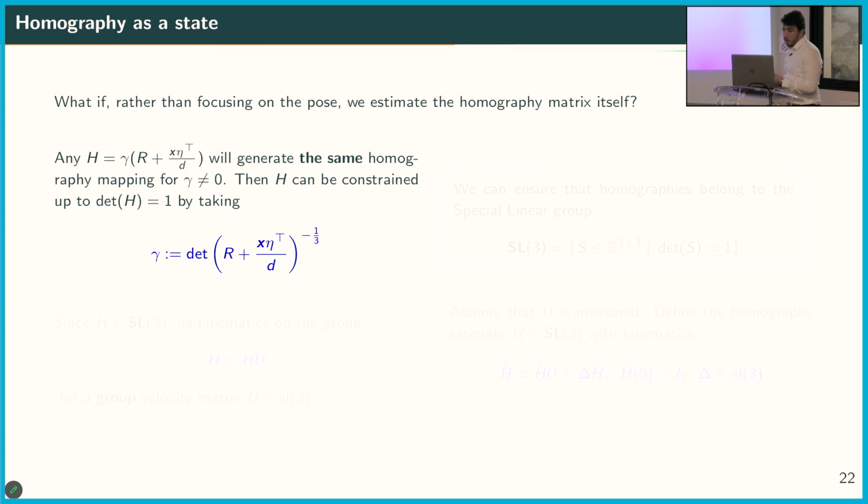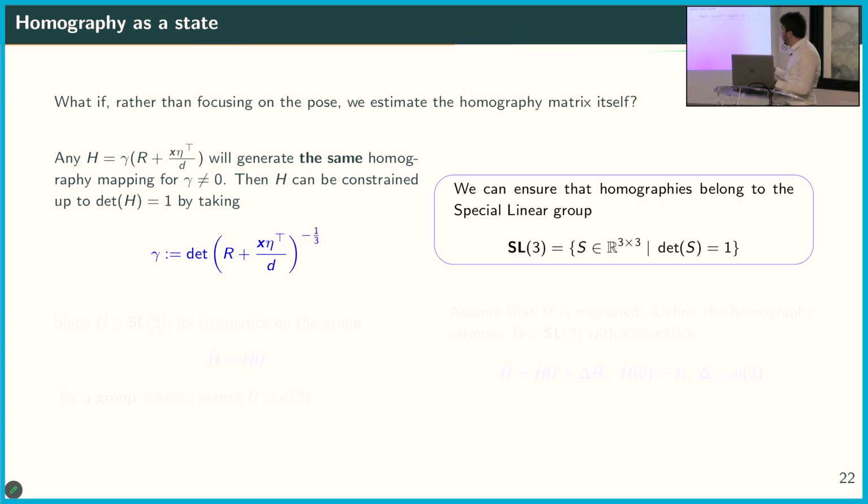One idea is that the homography itself is defined up to a scale. So I can always inject some scale gamma over there, and this will always generate the same homography mapping. So I can choose this gamma in a way that will constrain the determinant of H to be equal to 1. And by doing so, I can ensure that this H matrix is in the special linear group, SL3. So you see we're working with a lot of Lie groups. This is one of the popular groups that we can work with.